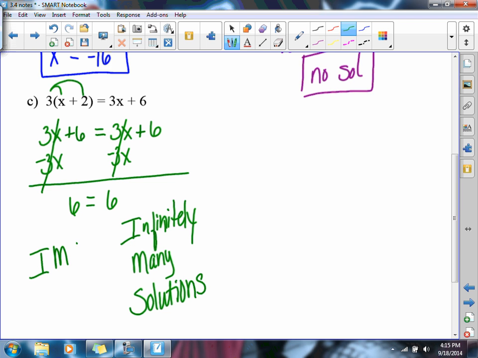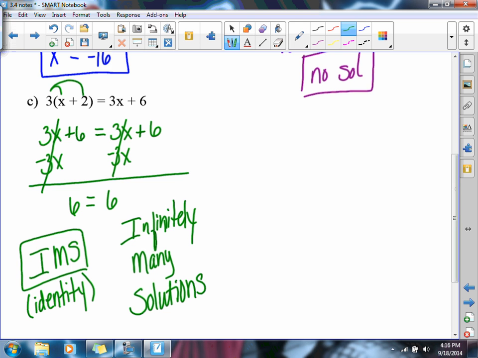I like to call it IMS. And again, that's a special case. Your book is going to call this an identity. So if you're checking your answer in the back of the book and you have infinitely many solutions and your book says identity, it's the same thing. Identity is just a special vocabulary word that means 6 is equal to 6. The left side is equal to the right side. The identity of one side of the equation is the same as the identity of the other side of the equation. Its identity doesn't change.